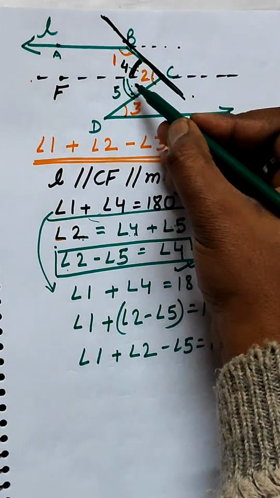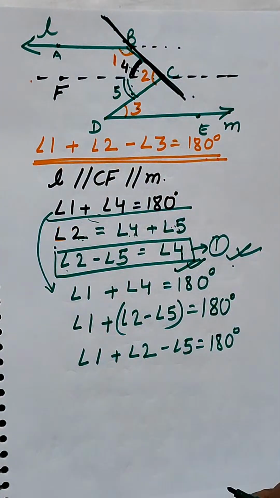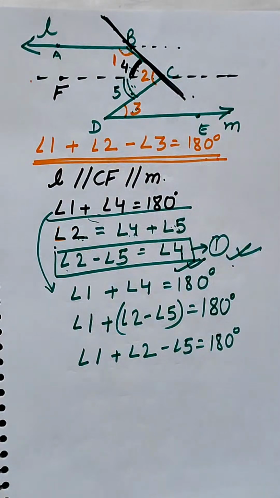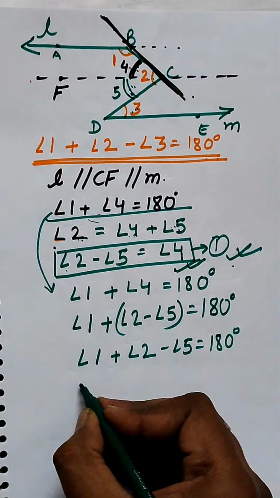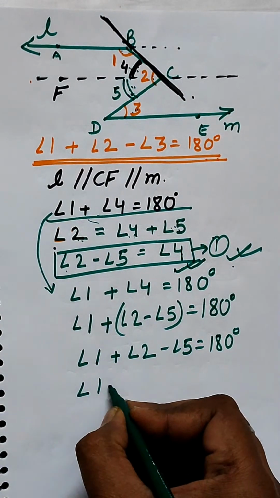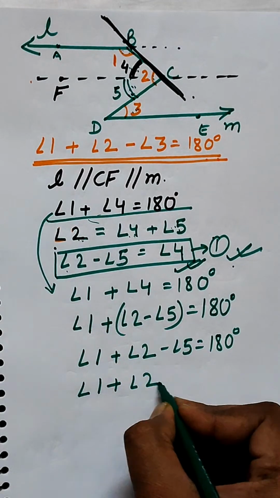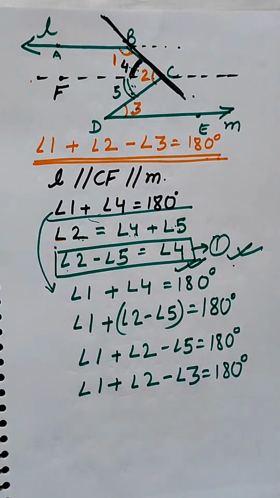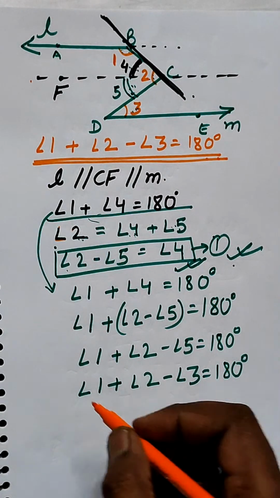But angle 5 is equal to angle 3. You can see here. These are the alternate angles, isn't it? So just replace the value of 5 with 3. So we get angle 1 plus angle 2 minus angle 3 is equal to 180 degree, which we are about to prove. And this is proved now.